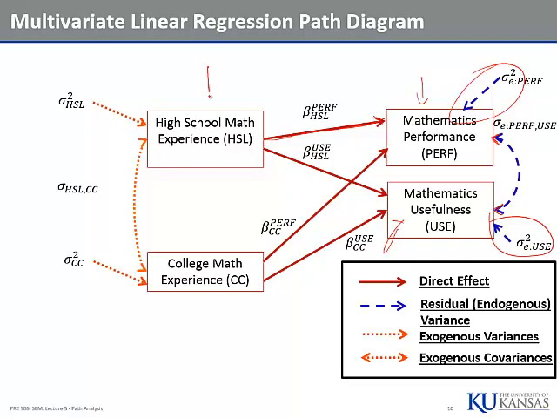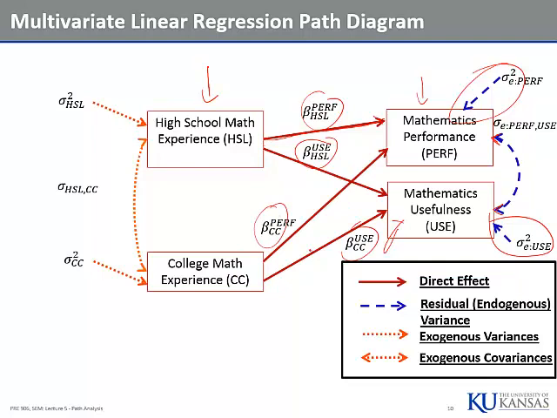Over here are independent variables. So here's high school math experience. You've got the slope predicting performance and the slope predicting usefulness as a direct effect. College math experience has a slope predicting performance and a slope predicting usefulness.